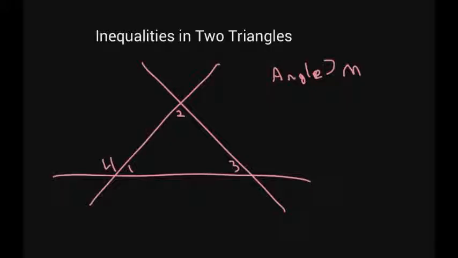But you have this angle 4 here, which is supplementary to angle 1. So that means angle 4 has to be greater than 90 degrees. So angle 4 has the greatest measure. It's also called the exterior angle.